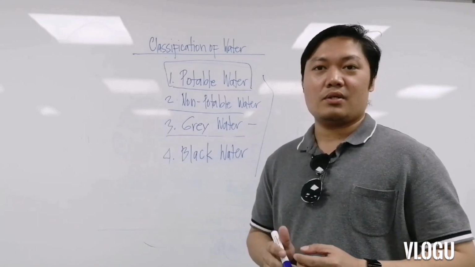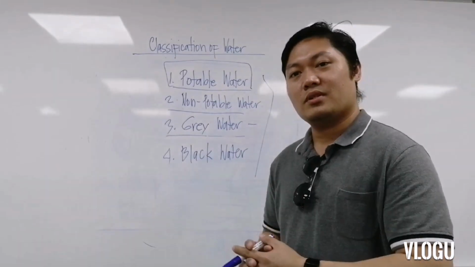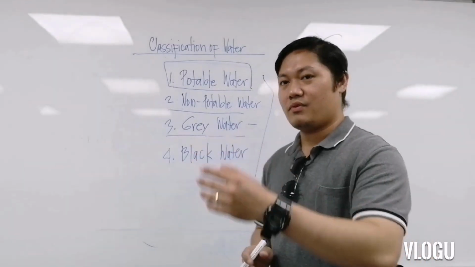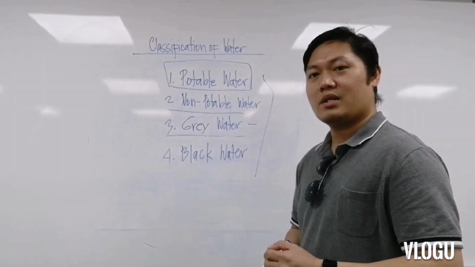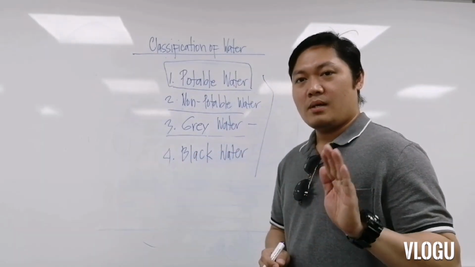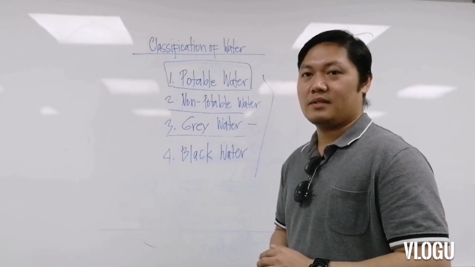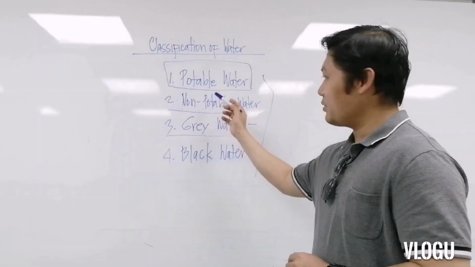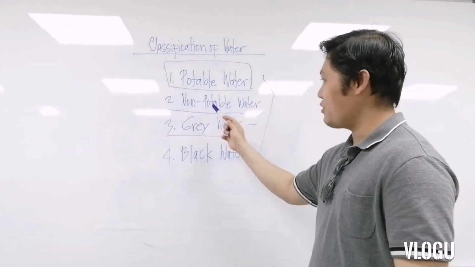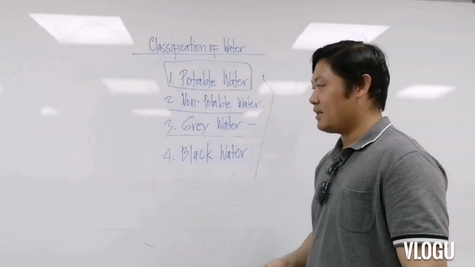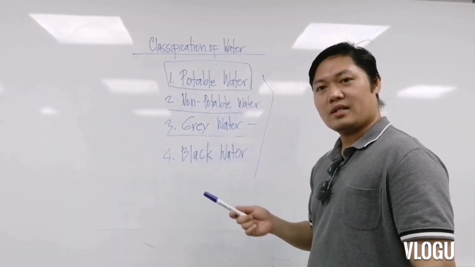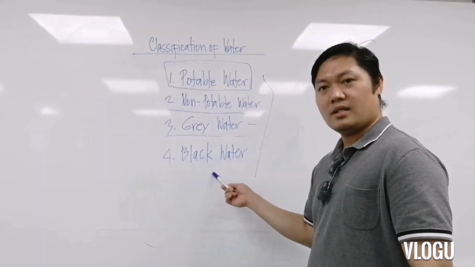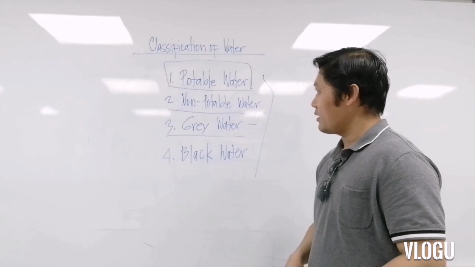Today's topic we are going to discuss with regards to potable waterline works. But before we proceed to our activity, we are going to show you first the main four classifications of water. If you can see here on the board, item number 1, we have the potable water. At the same time, we have the non-potable water, and also the gray water, and also the black water.